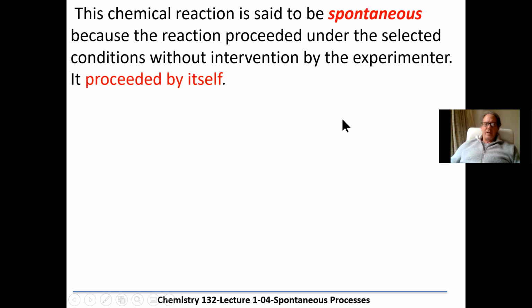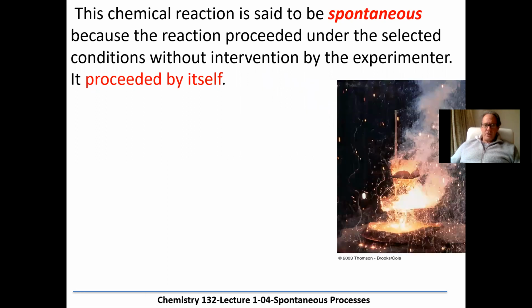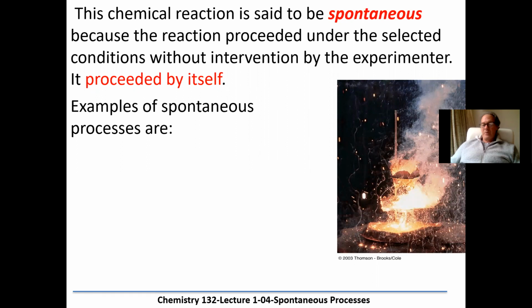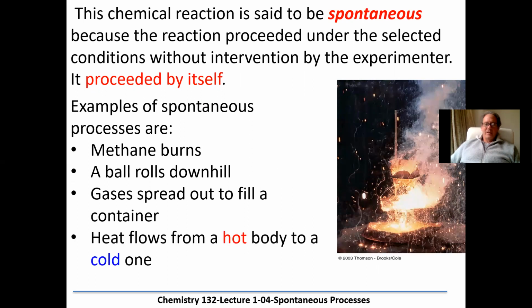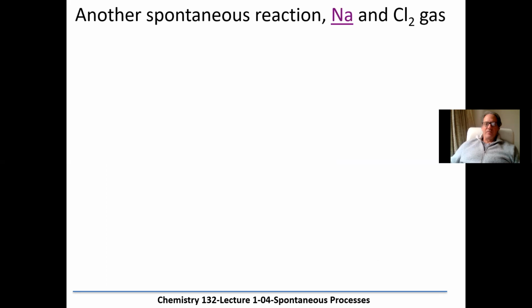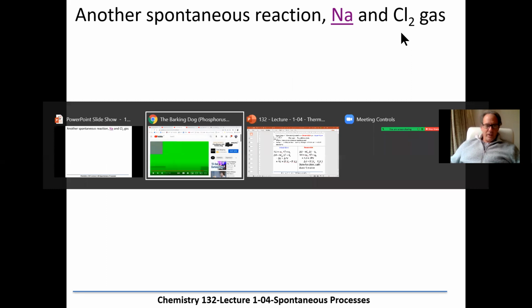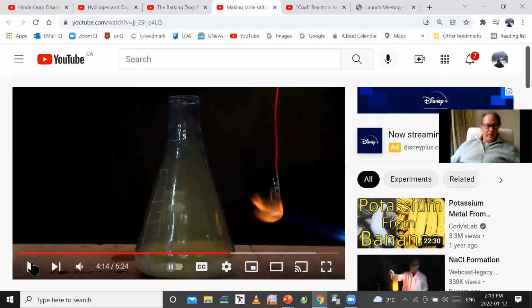Now, a chemical reaction is spontaneous because once it starts, it just keeps going. So some examples of spontaneous changes, everybody knows them. You burn anything, methane, wood, a ball rolling down a hill, a gas will fill an empty container, and heat flows from a hot body to a cold body. Those are all spontaneous changes. Ice, as we mentioned, will melt above 0 degrees. So here's another example of a spontaneous change I want to show you: the metal sodium reacting with chlorine gas. Just going to switch to my screen here. And here it is. It's queued up.